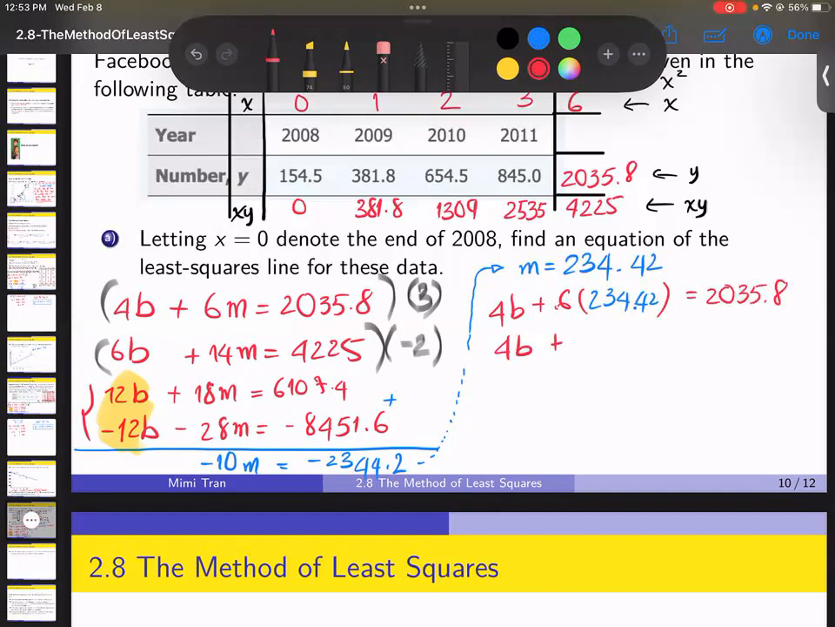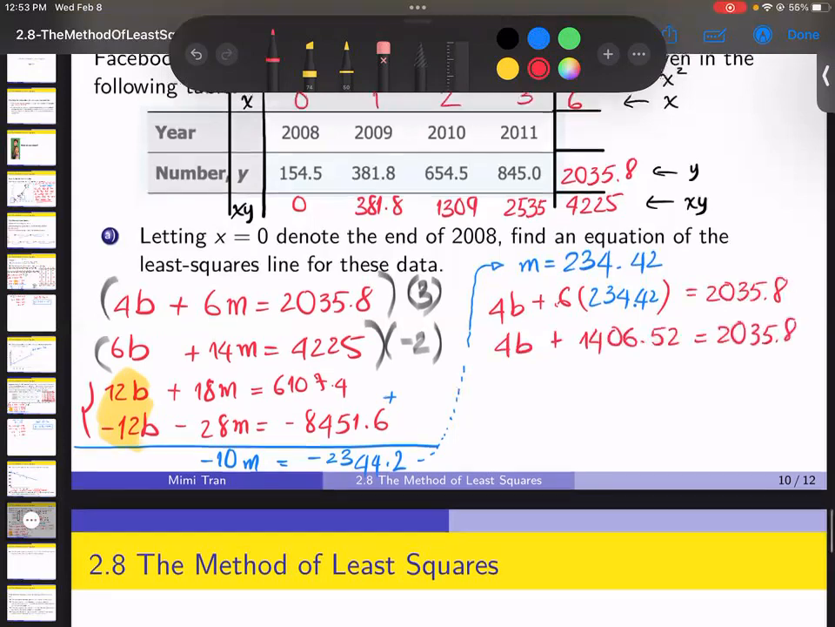6 times 234.42 is 1406.52. Subtract from both sides, 4b equals 629.28. Divide both sides by 4. b is 157.32.